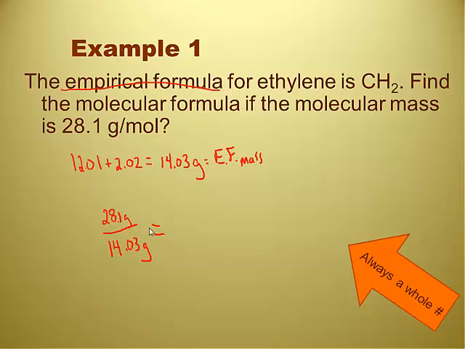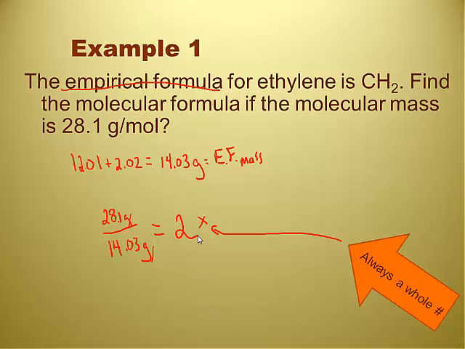which should give me a whole number, which it turns out 28.1 divided by 14.03 is close enough to 2 to call 2. The grams and grams cancel. So what this is saying is that it's 2 times more massive. Okay, so the molecular formula is twice the empirical. Right. So that's why it says always a whole number here. This is always a whole number.